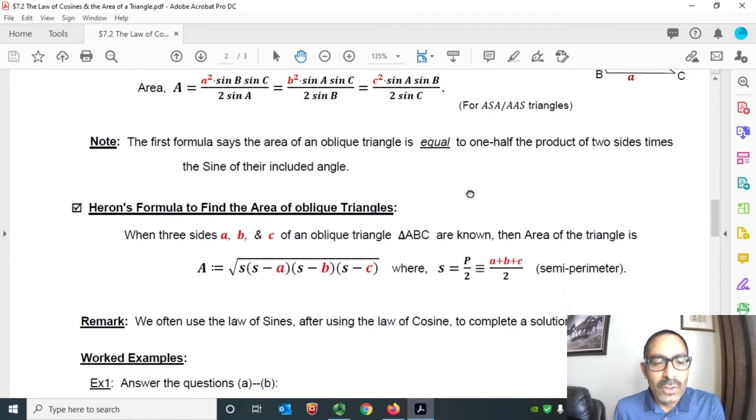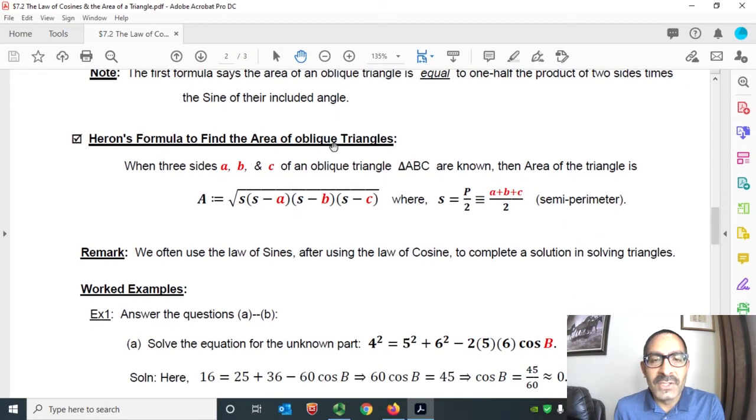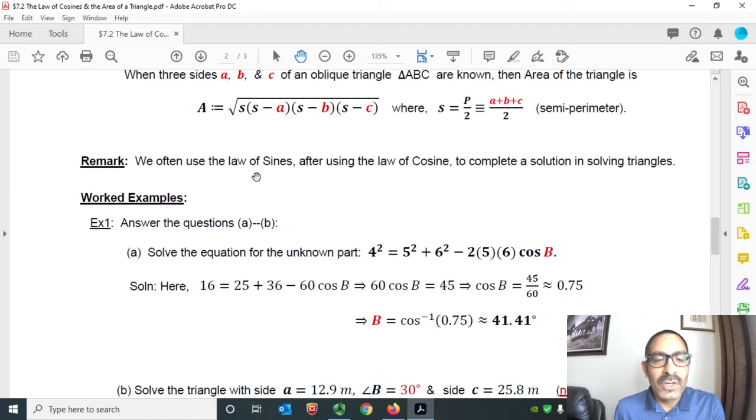Next, Heron's formula to find the area of oblique triangles. We have another alternative formula to find the area of oblique triangles. When all three sides of an oblique triangle are known, the area of the triangle is then equal to the radical of S times (S minus A) times (S minus B) times (S minus C), where S is the semi-perimeter, which is (A plus B plus C) over 2. Awesome. Next, remark. We often use the law of sines after using the law of cosines to complete a solution in solving triangles.